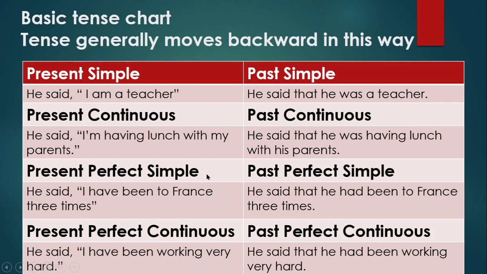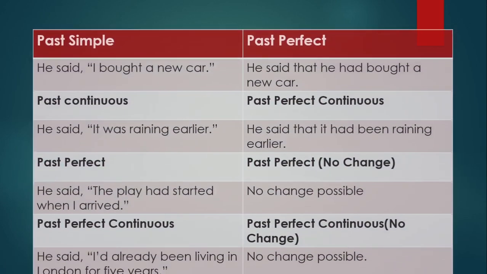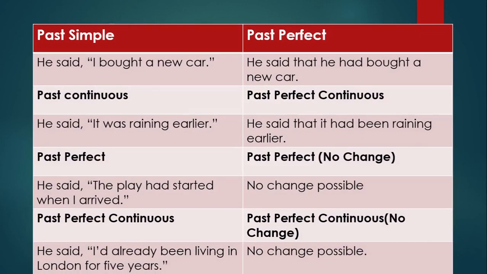Present perfect simple changes into past perfect simple. Okay. He said, I have been to France 3 times. He said that he had been to France 3 times. Present perfect continuous changes into past perfect continuous. He said, I have been working very hard. He said that he had been working very hard. Okay. So past simple changes into past perfect. He said, I bought a new car. He said that he had bought a new car.